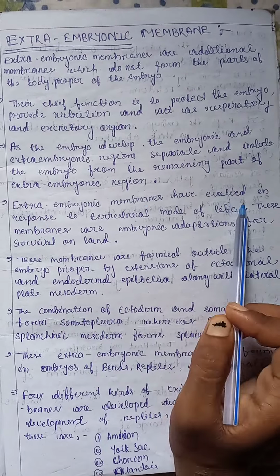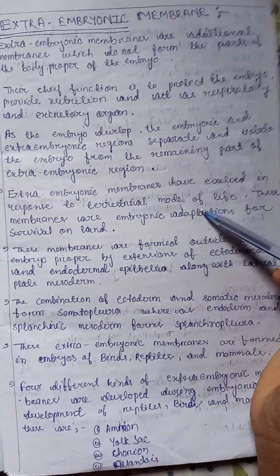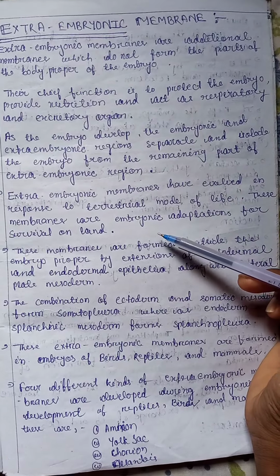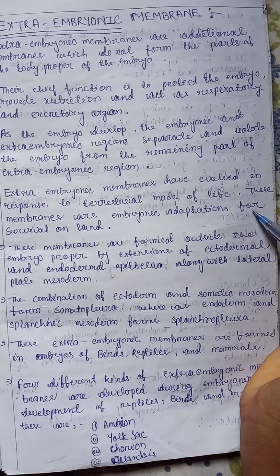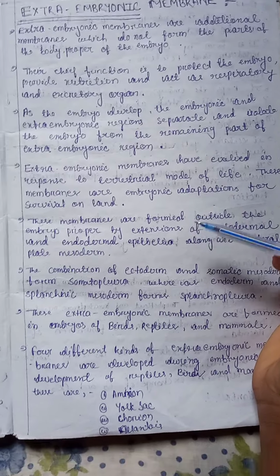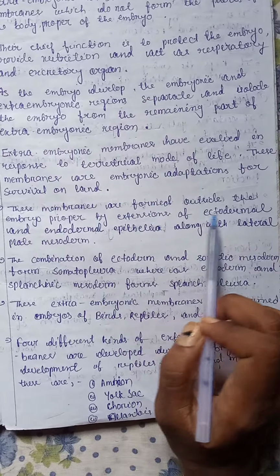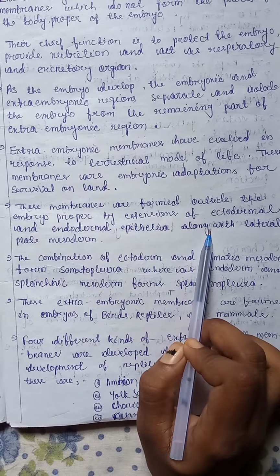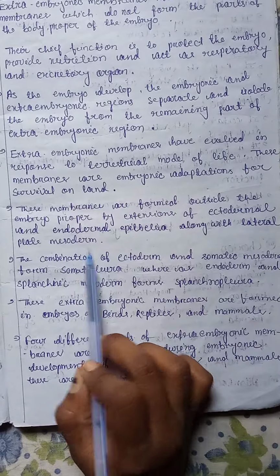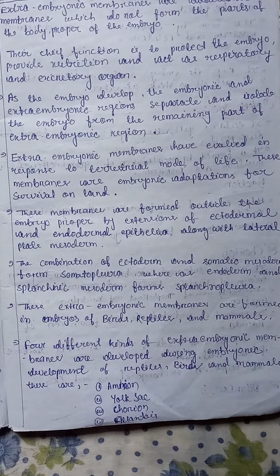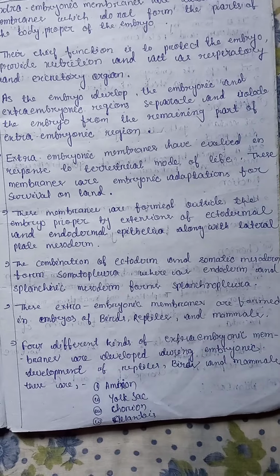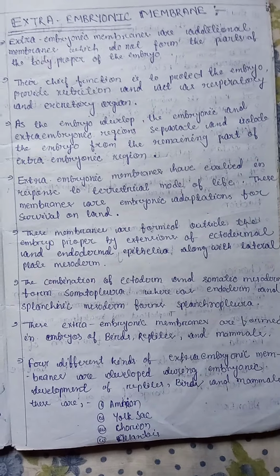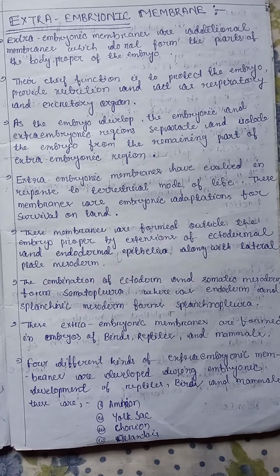Extraembryonic membranes have evolved in response to a terrestrial mode of life. These membranes are embryonic adaptations for survival on land. They are formed outside the embryo proper by extension of ectodermal and endodermal epithelia along with lateral plate mesoderm. Hence, these are called extraembryonic membranes.